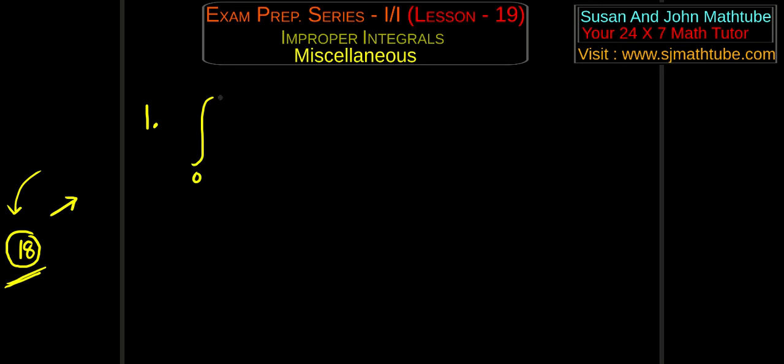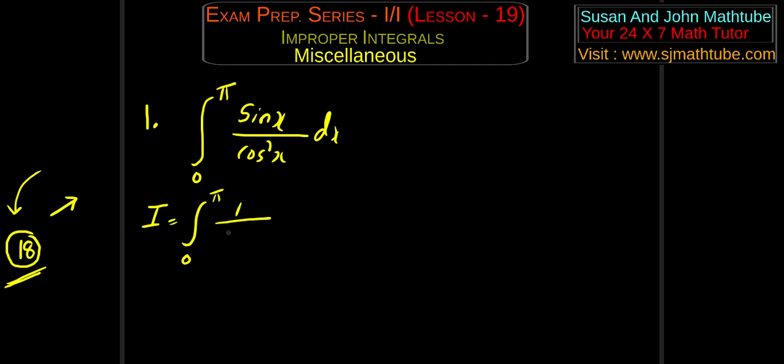Integral 0 to pi sin x by cos square x dx. Okay, this looks like a very simple integral. Of course, it's a simple integral because it is just the substitution method. But it's extremely connected with the problem which we did in the last lesson. And the method is so simple, even a class 12 student can give us a hint.